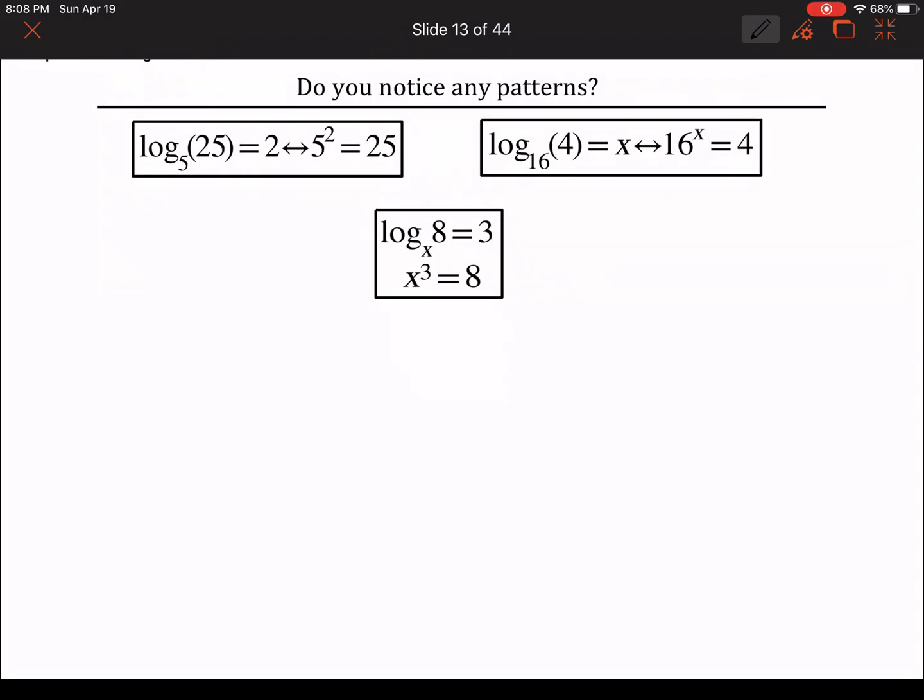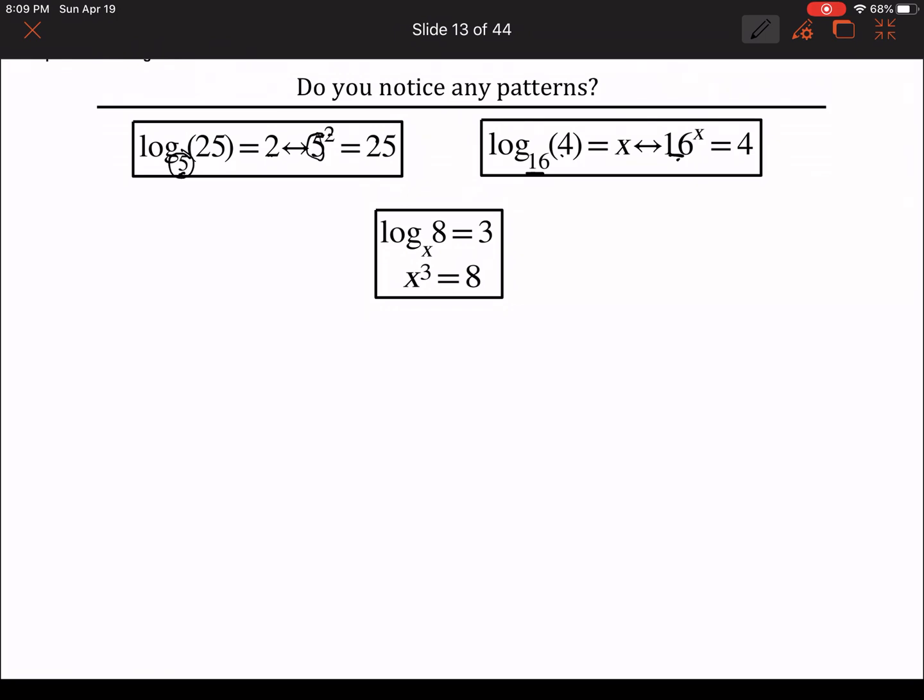Okay, so let's look at these and see if we notice any powers. The first one, we have log base 5 of 25 equals 2. We've already looked at this one before. We know it's true. What can we raise 5 to equal 25? 2, right? So 5 squared equals 25. 5 was our base, it became our base here. Okay. Log base 16 of 4. Our base is our base. What can we raise 16 to equal 4? Our answer would really be 1/2. We're not actually solving it right now, though.